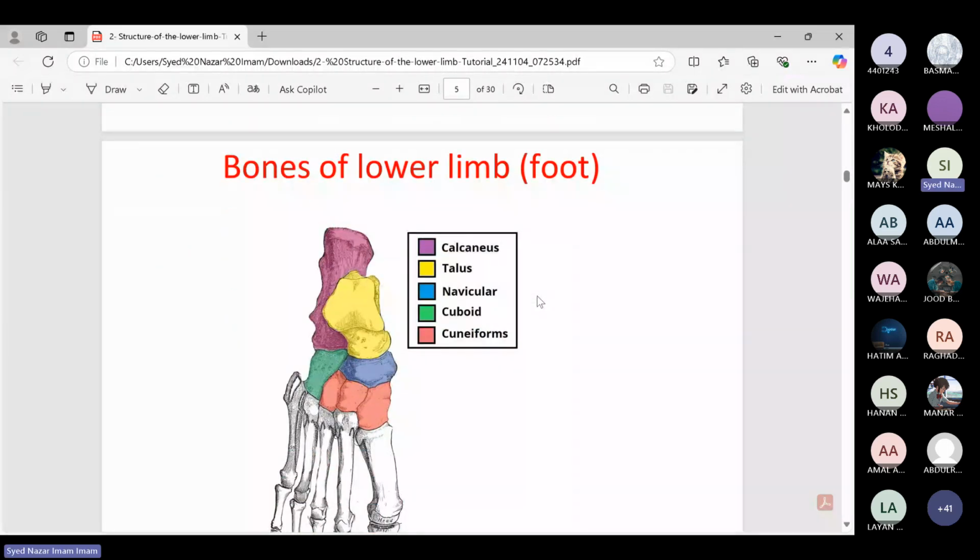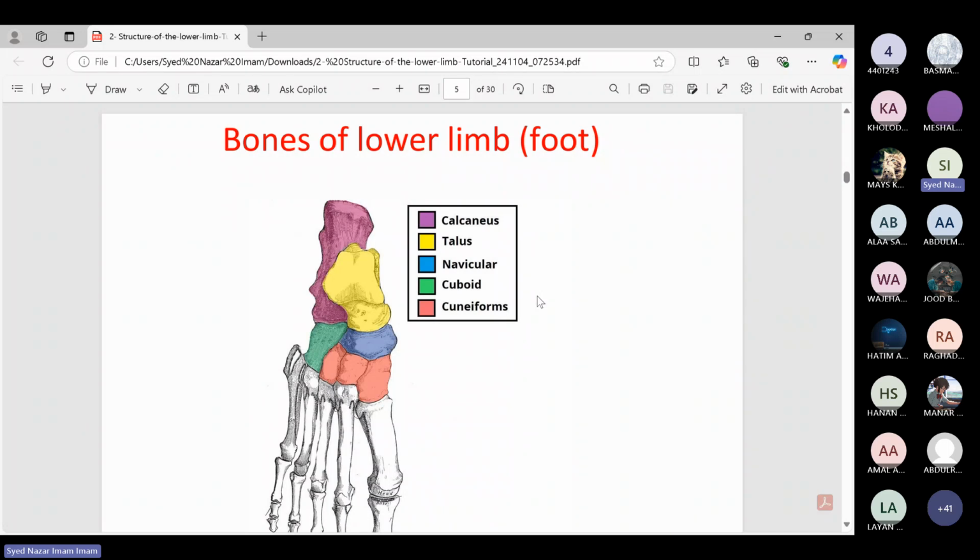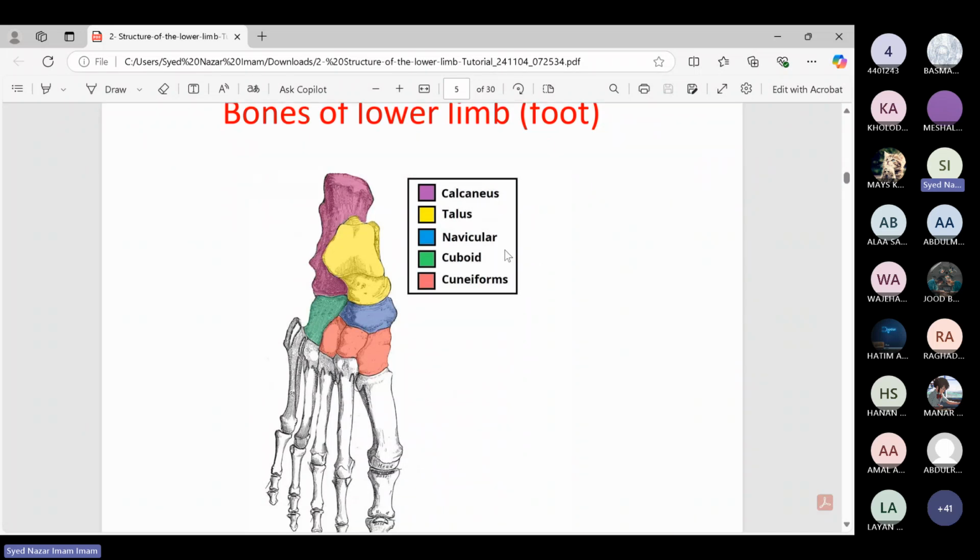Now let's see the bones of the foot. What is the foot? The area distal to the ankle joint. So what are the bones of the foot? This skeleton might be given to you and they'll ask you to identify the different bones of the foot. So please remember, go today, tomorrow and explore the bones of the foot. What bones do we have? We have tarsals, metatarsals, and phalanges. Mainly, you have to know about the tarsal bones.